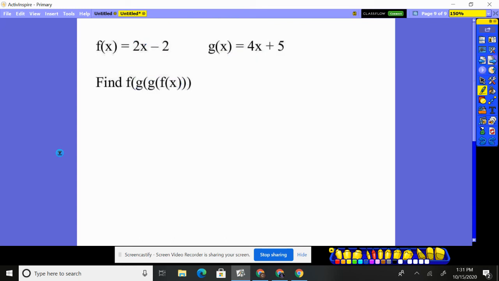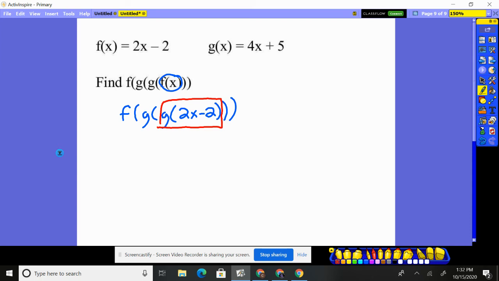Now, let's look at the final problem. Sort of, we have to apply one into another, into another, into another. So we just need to be careful with it. So first of all, I'm simply going to plug in what the heck is f of x. So this is f of g of, now what is f of x? It says it's 2x minus 2. So what I'm going to do is go ahead and evaluate g of 2x minus 2.